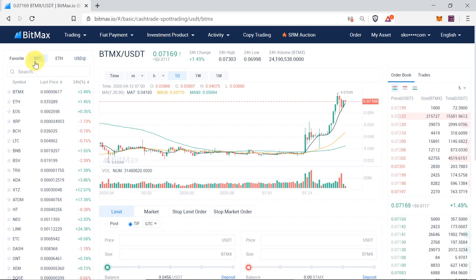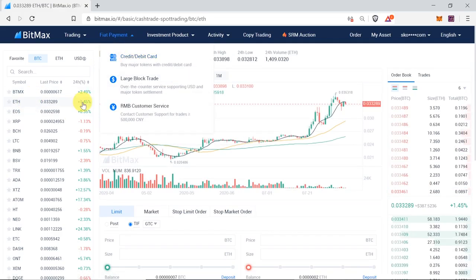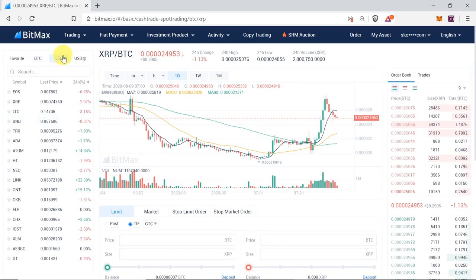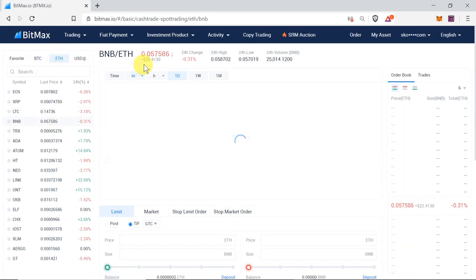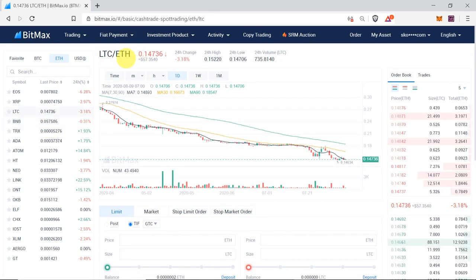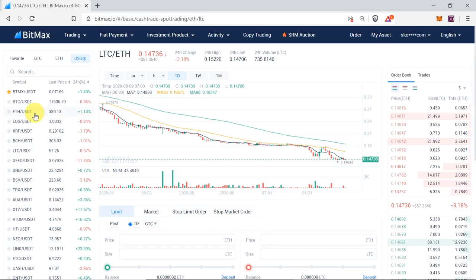On the left side we've got pairs based on Bitcoin, for example, Ethereum to Bitcoin or Ripple to Bitcoin, etc. The next one is Ethereum based pairs, so for example BNB, Litecoin with Ethereum, etc. The third one is based on the US dollar. So just choose whichever you prefer. I'm going to show you how to trade based on pairs with US dollar.